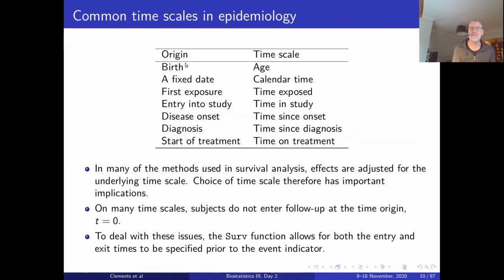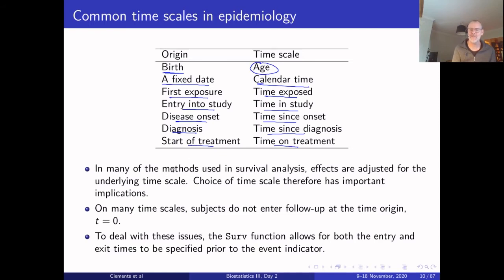Common timescales. If the timescale is age, then the time origin is birth. If the timescale is calendar time, then we just choose a fixed date. For time exposed, the origin will be the time that they are first exposed. Time on study would be entry into study. Time since onset would be the date of the disease onset. Time since diagnosis would be the date of diagnosis. And time on treatment would be the date that they started the treatment.